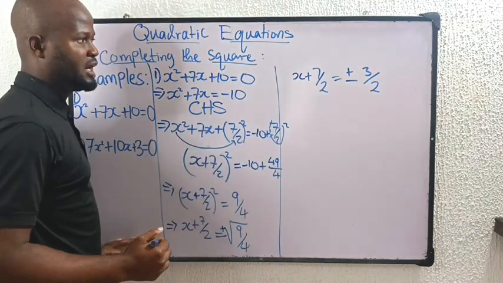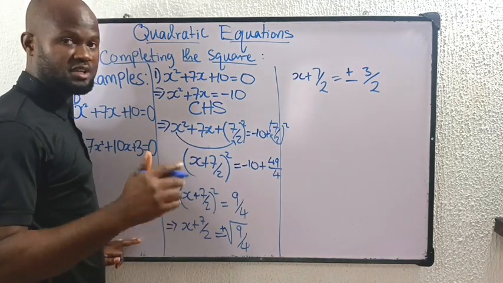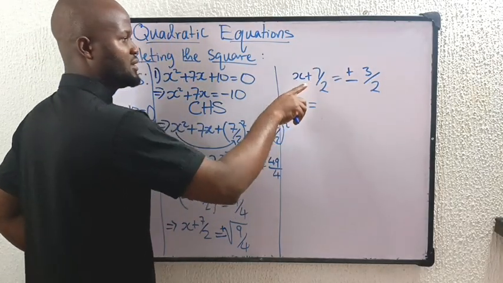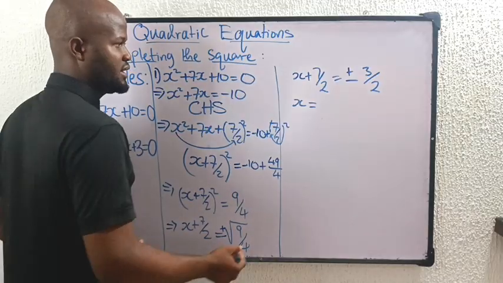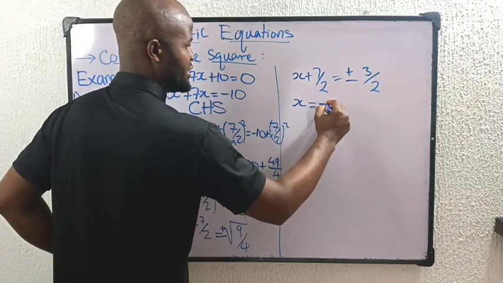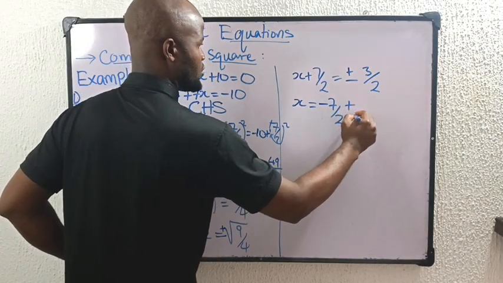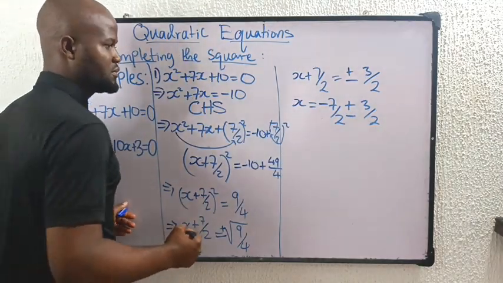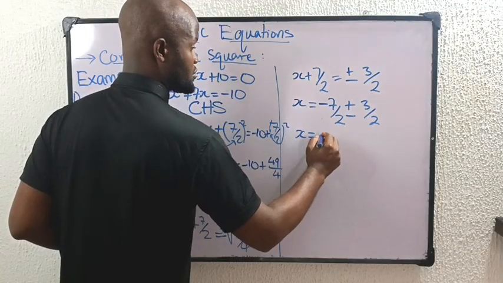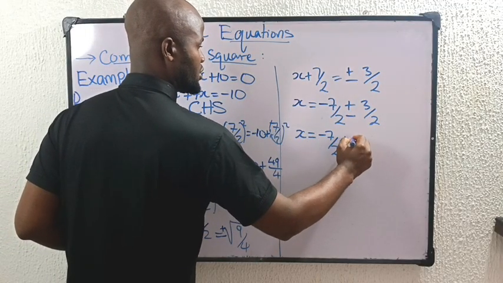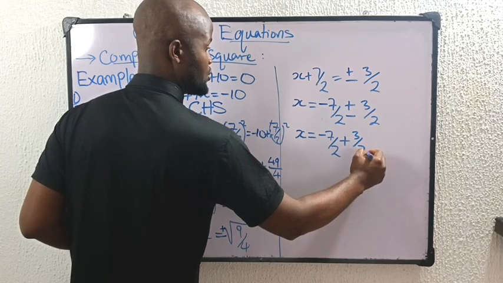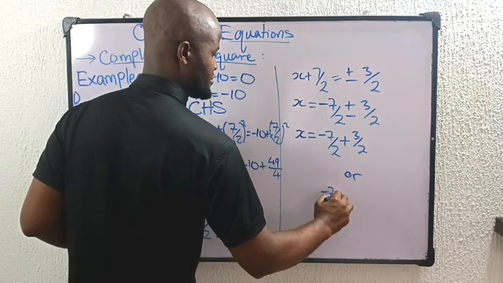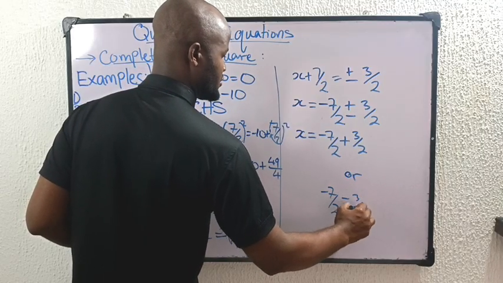So what's next? Remember, x must take on 2 values. So we have x, I'm going to transfer plus 7 over 2 over to the other side, and it's going to become negative 7 over 2 plus or minus 3 over 2. So that's where our 2 values are going to come from. So we have x equals negative 7 over 2 plus 3 over 2, or negative 7 over 2 minus 3 over 2.